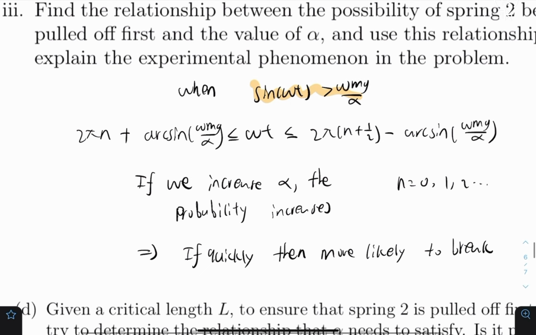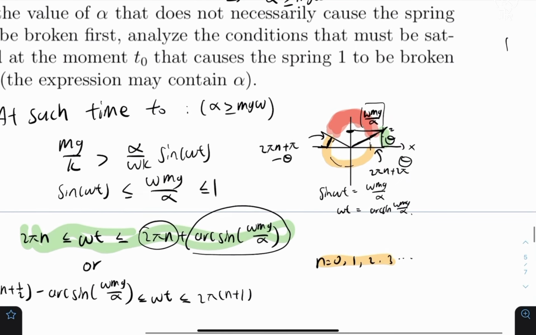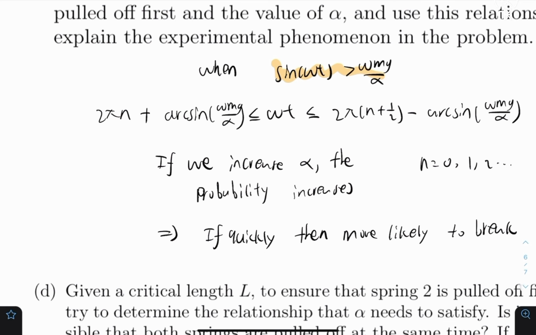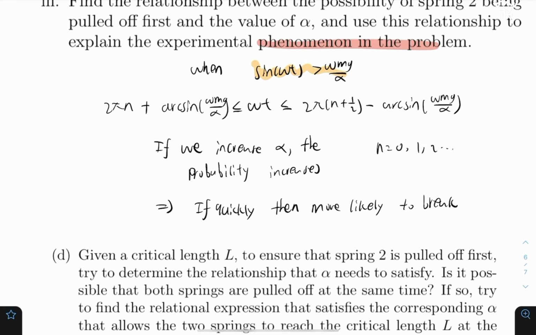And for this problem, if we pull very hard, α is actually really huge, right? And when α is really huge, this term is really, really small. So arcsine of this is approaching 0 when α goes to infinity. And what happens is that if theta is small, this range will expand, right? This range will expand. And that corresponds to the greater probability of x2 being broken first. And that basically explains the phenomenon in this problem.